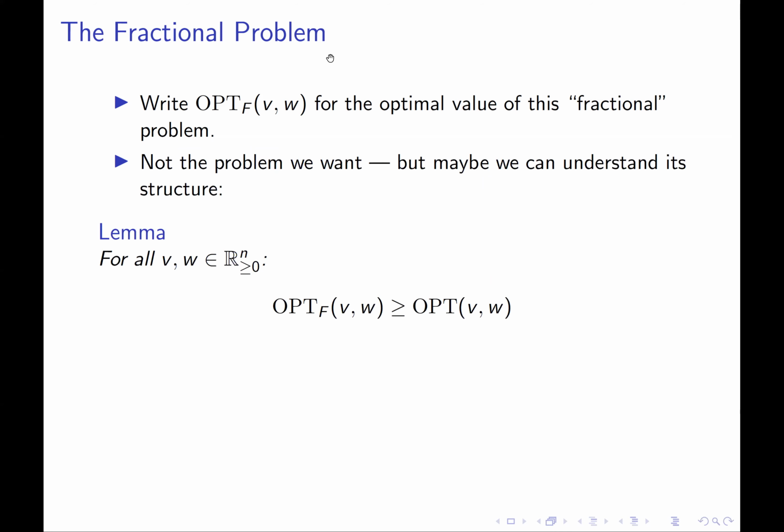And so the first thing I want to observe is that for any instance of the knapsack problem, for any vector of values v and for any vector of weights w, if I look at the optimal fractional value of the knapsack problem on this instance, it can only be bigger than the optimal value of the integer knapsack problem. It can never be smaller.